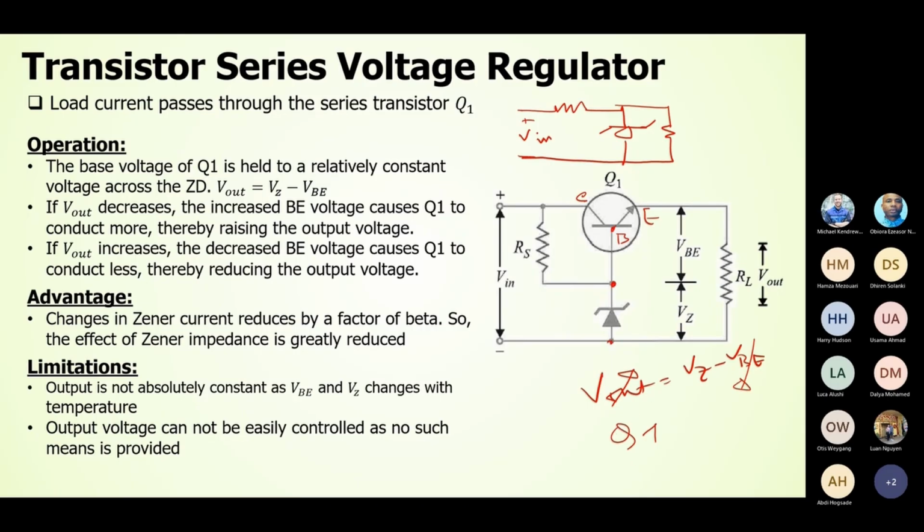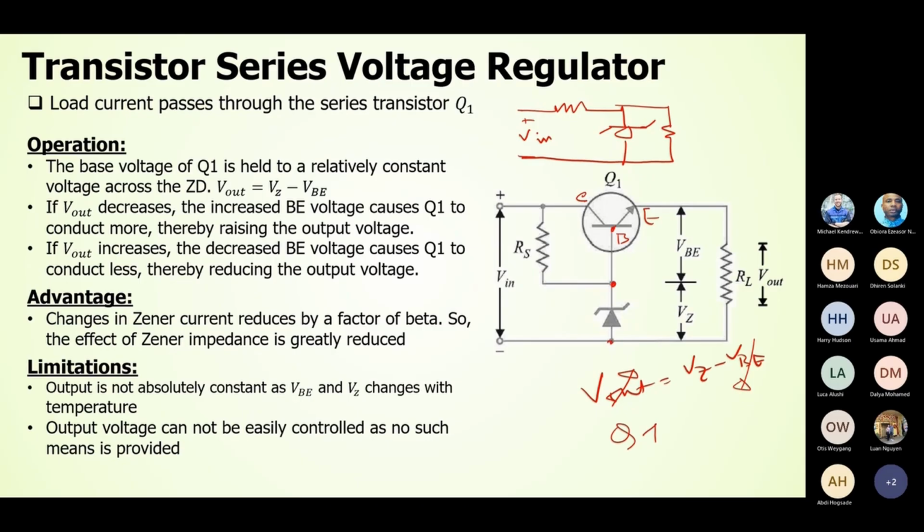Okay, so the advantage of this circuit is that changes in Zener current are reduced by a factor of beta. Because of the transistor, now less current will flow through the Zener. It means we will have less variation in the output voltage, less drop in the Zener diode, and things like that. However, it has some limitations.